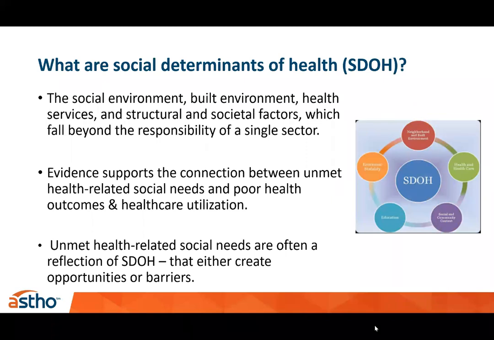What we have also come to understand is that there is also a link among unmet health-related social needs and their reflections of larger, integrated, and overlapping social and economic structures, which we refer to as the social determinants of health, that can create opportunities or barriers for an entire community to be healthy and well. The social determinants of health include social context, built environment, and other structural and societal factors which fall outside the purview of any one single sector or agency.